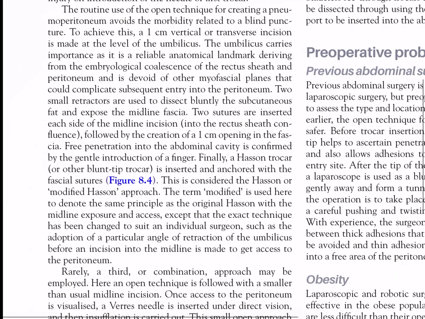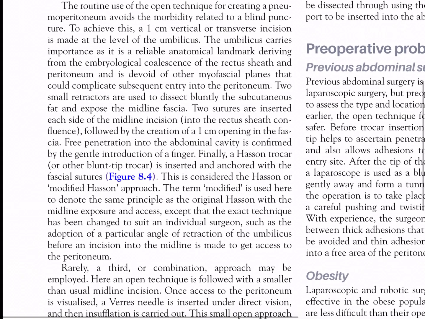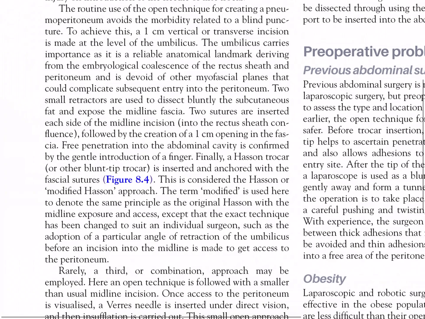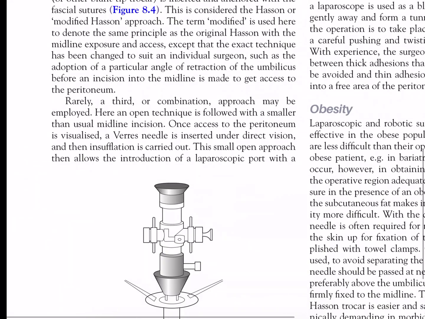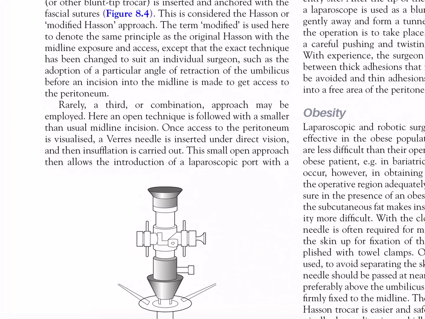The term modified is used here to denote the same principle as the original Hassan with the midline exposure and access, except that the exact technique has been changed to suit an individual surgeon, such as the adoption of a particular angle of retraction of the umbilicus before an incision into the midline is made to get access to the peritoneum. Rarely a third or combination approach may be employed.